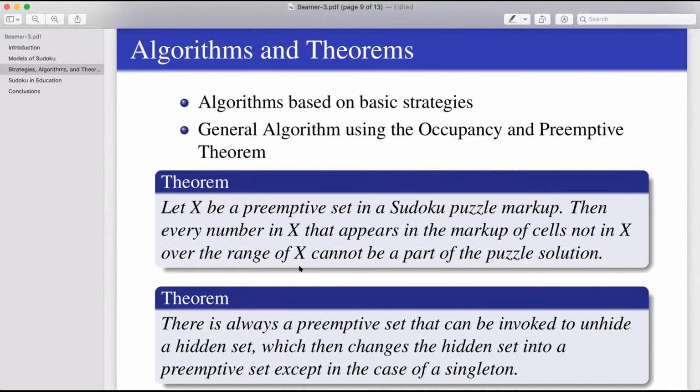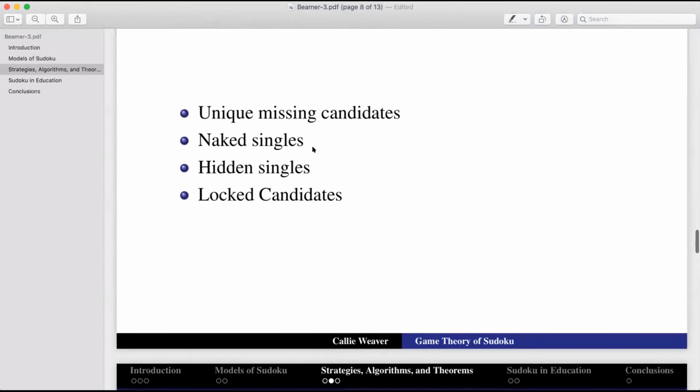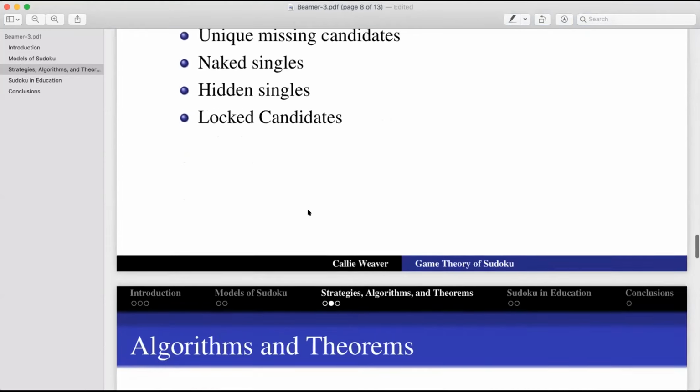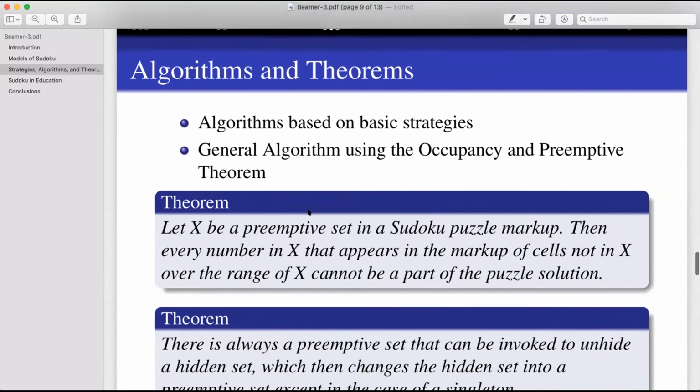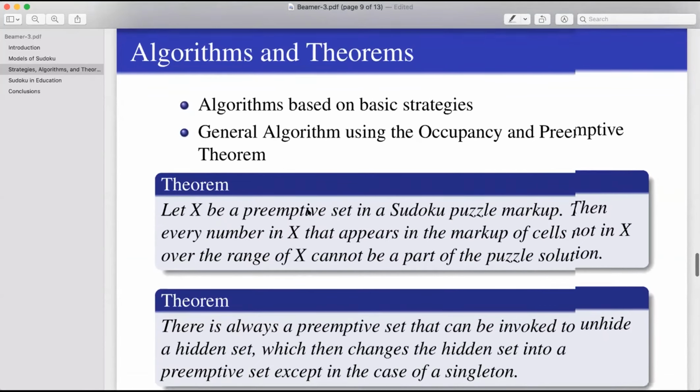To go over the algorithms and theorems based on strategies, the strategies up here that I just talked about, these four, if you use them in conjunction with each other, it does create an algorithm. However, you can use them out of order, and it will not mess up your puzzle.